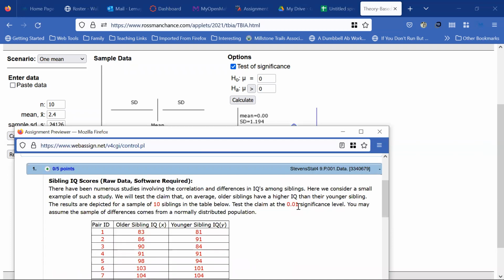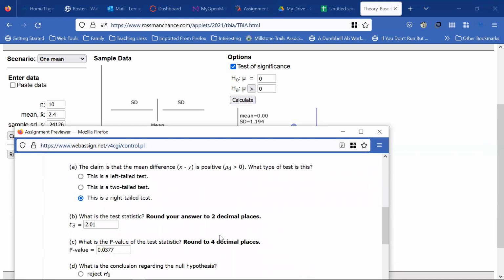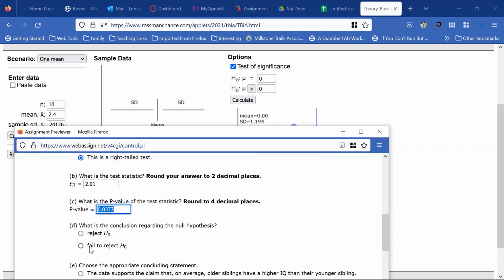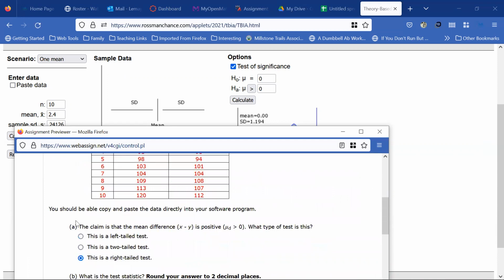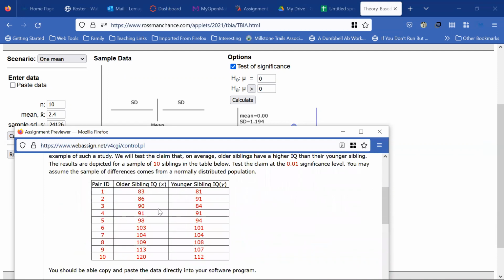And now, what level of significance are we testing at? We're testing at the 1% level of significance. Well, this p-value is more than 1%, so we're going to fail to reject H0 because the p-value is bigger than the significance level. And we say there's not enough data, using Dr. Stevens' verbiage, there's not enough data to support the claim that on average older siblings have a higher IQ than the younger sibling.